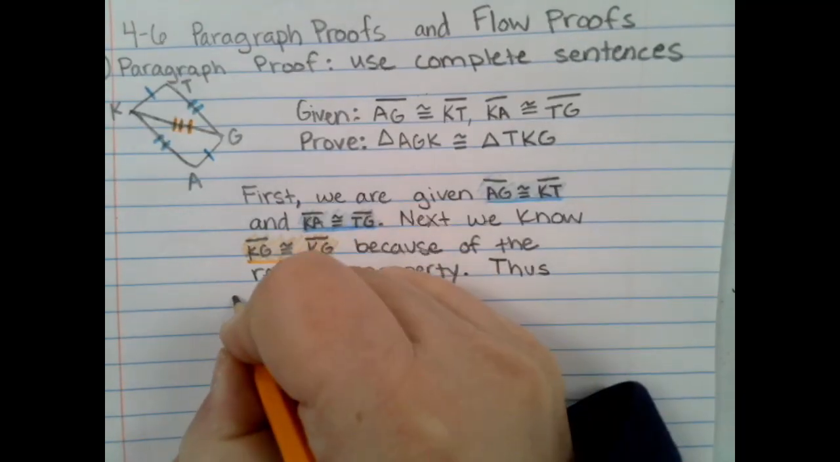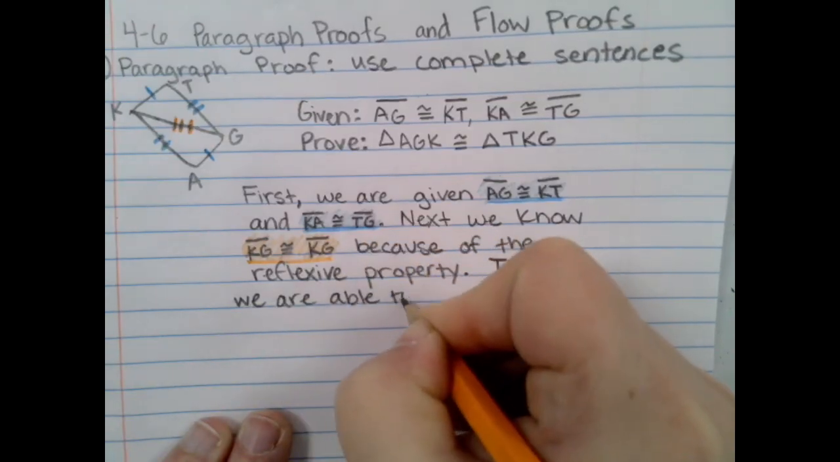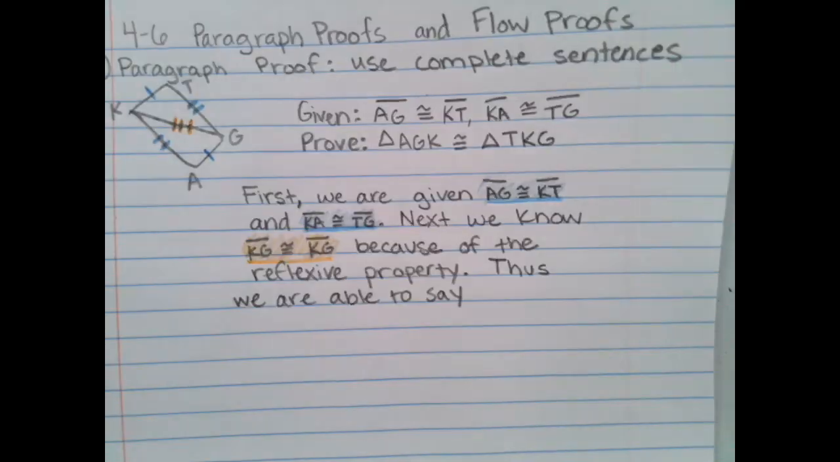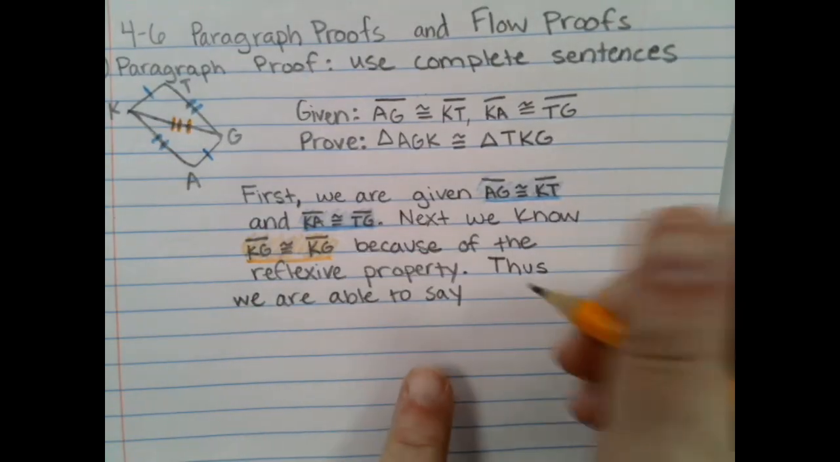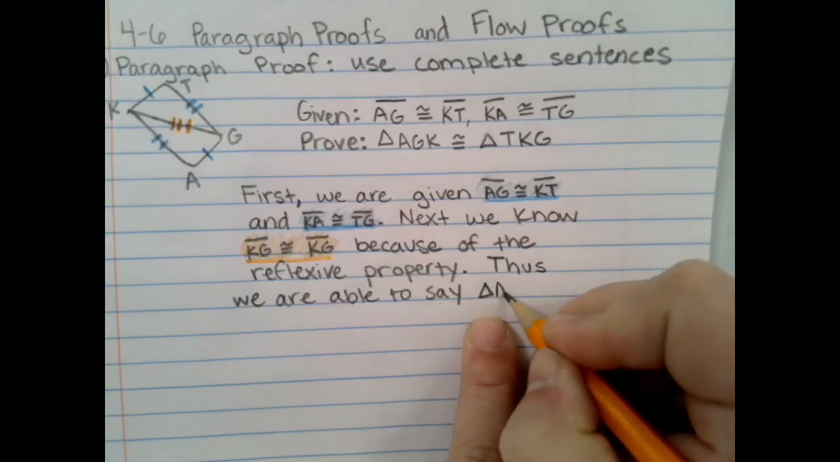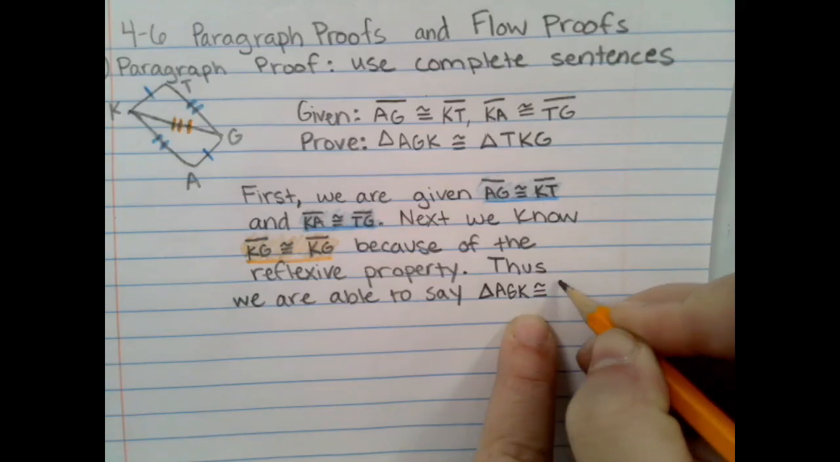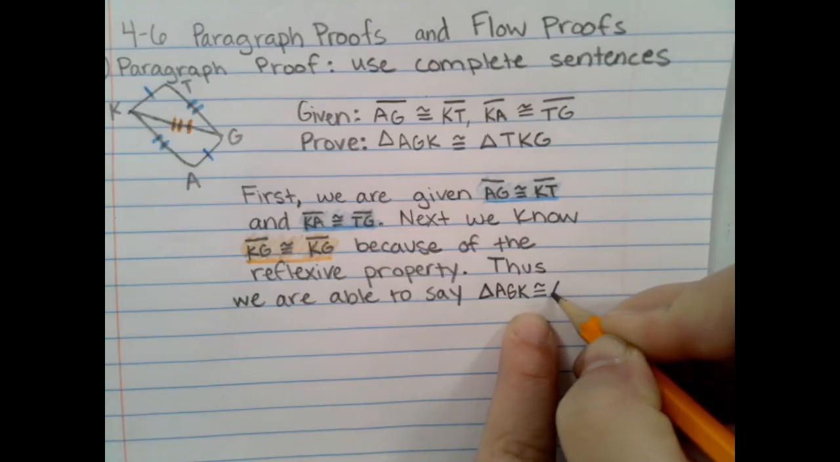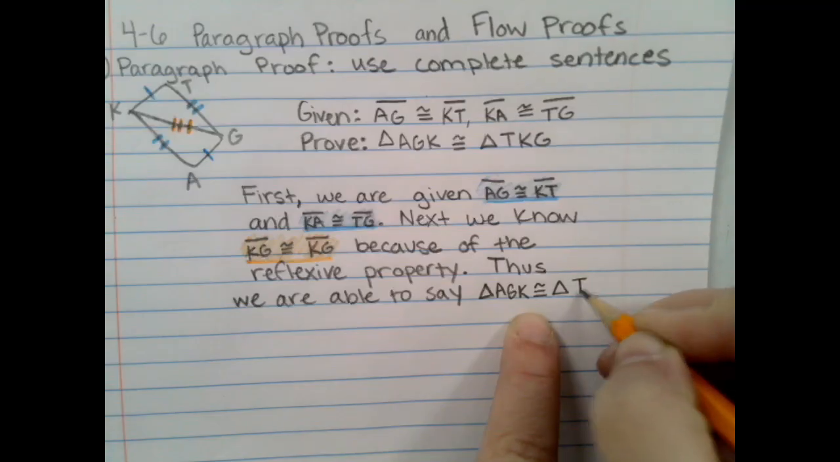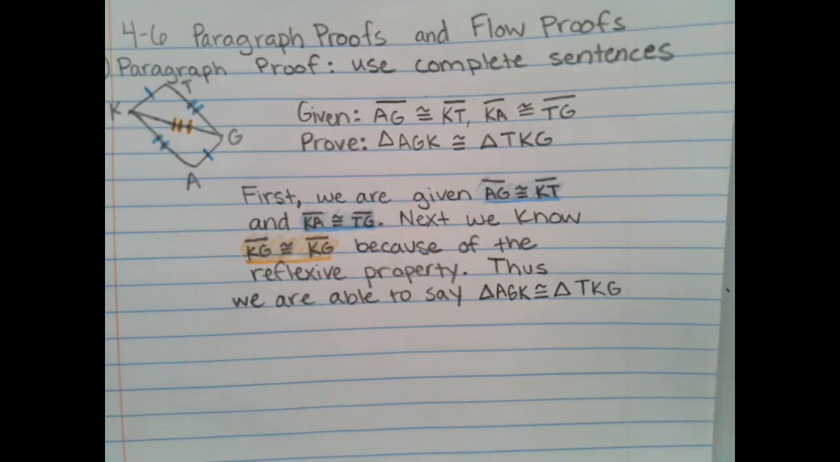we are able to say, what is our concluding statement? What were we trying to say? Triangle is congruent to TKG, but we can't end the sentence there. We need to say why we can say that. So that's our statement. That's in that statement column.